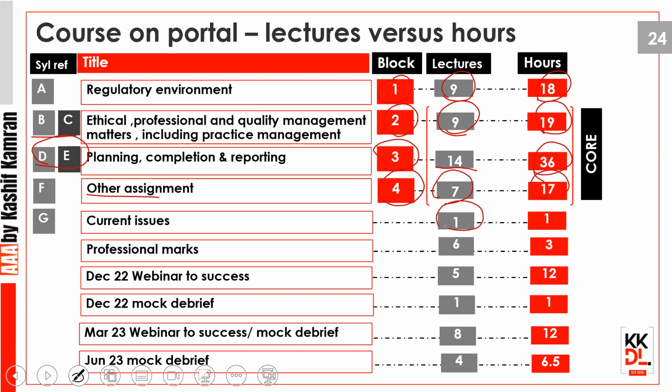Current issue, only 1 lecture, 1 hour. Professional marks, 6 lectures of 3 hours. December webinar, 5 lectures of 12 hours. Mock, 1 lecture, 1 hour. And then you can see the March webinar, 8 lectures of 12 hours. And then you can see the June mock, 4 lectures, 6.5 hours. Look at the last four areas here. This 12 and 12 is 24 and 6 is 30 and 31. Approximately 32 hours of dense practice.